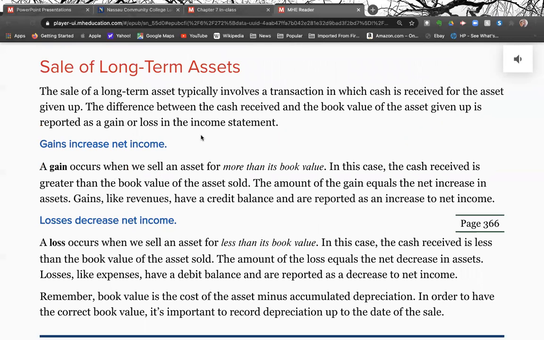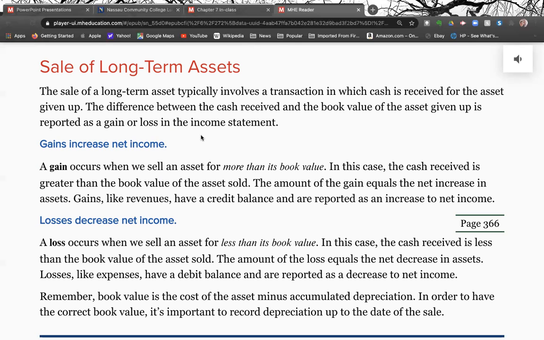Now, when you have a sale, that means cash is being received. Right? So you're going to make a journal entry to record the cash that you received and remove the old asset from the accounting records. Now, what I need to do is look at what I have in the asset account, and I also need to look at what's in the accumulated depreciation account, because if I'm going to get rid of the asset, I have to also get rid of the accumulated depreciation. What I also need to do is look at the book value of the asset when I sell it to determine if I had a gain or a loss.